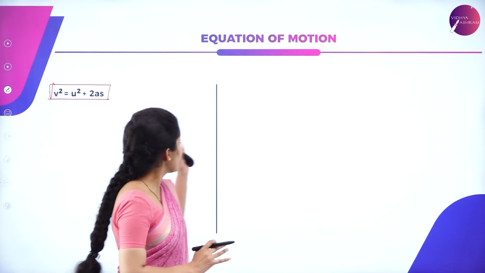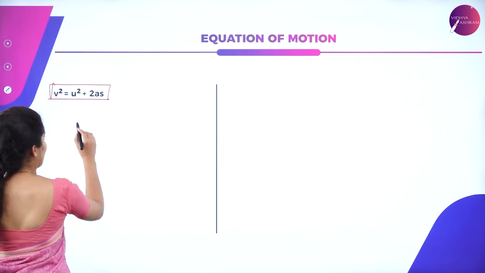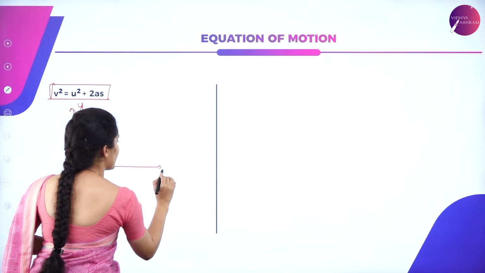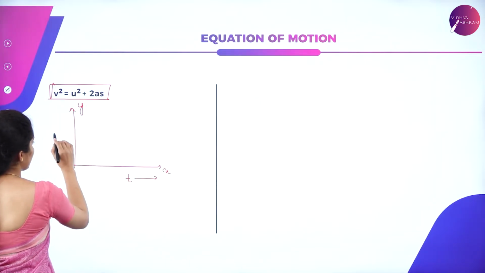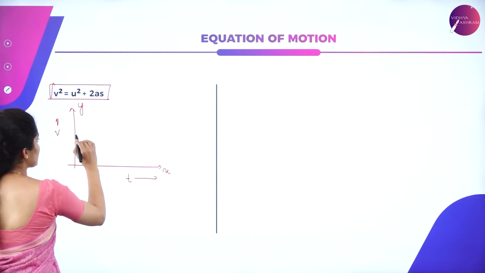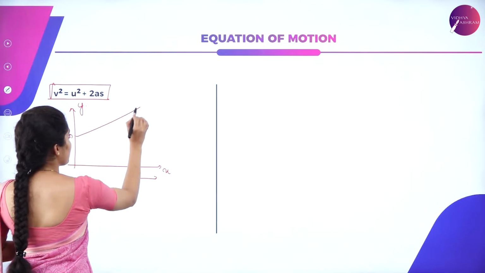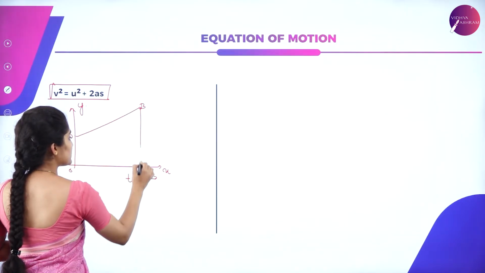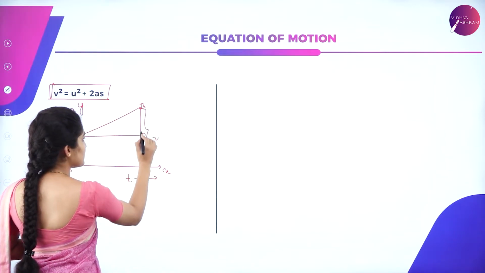For this equation to be derived, we will have to consider the same representation, that is, the y-axis and the x-axis. So this x-axis corresponds to time and the y-axis corresponds to the velocity. So there is a displacement of an object from point A to B. So this O to A is said to be U and B to C is said to be V. So the construction is given over here and this is D.